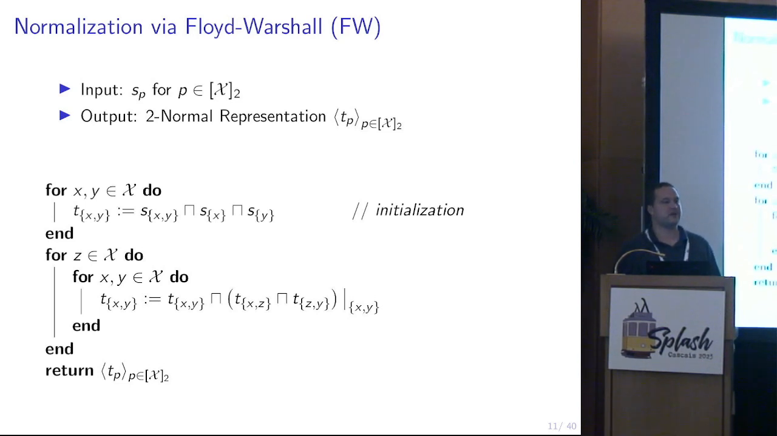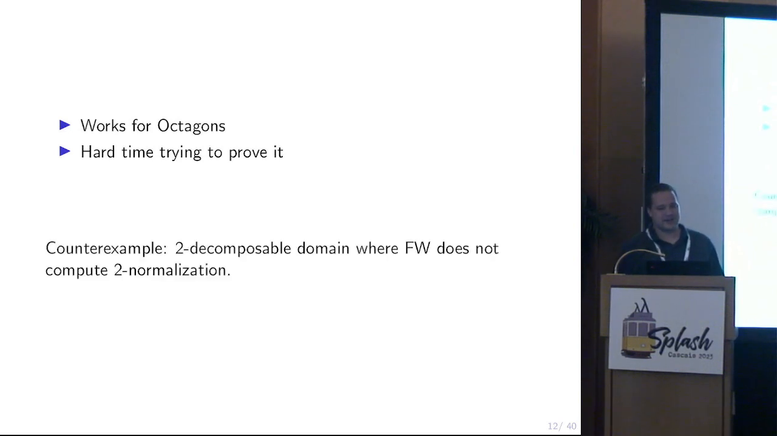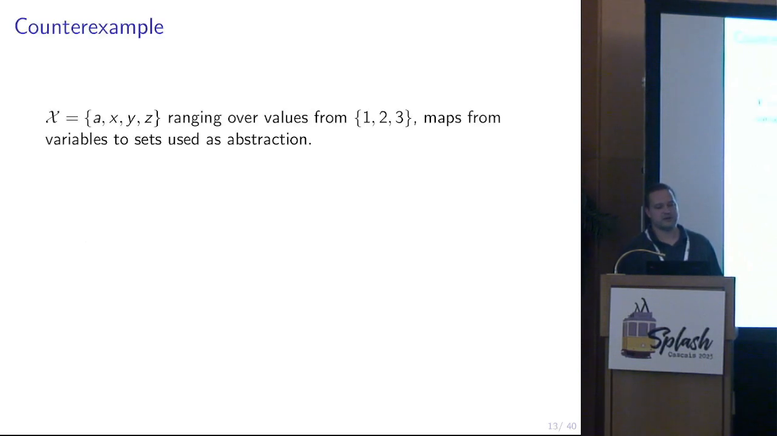However, we had a very, very hard time trying to prove that this actually computes the normalization for all of these 2 decomposable domains. And then at some point we decided, okay, maybe we should also consider if this is maybe not true and we're missing something here. And it turns out there's a counterexample. So there are 2 decomposable domains where Floyd-Warshall does not compute this 2 normalization. So let me very quickly give you this counterexample.